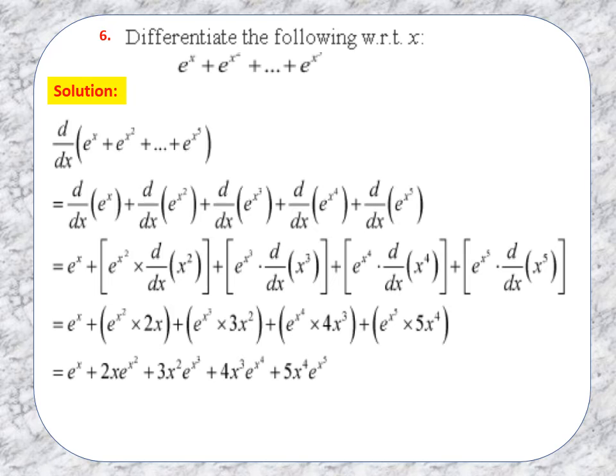Similarly we can differentiate e power x cube, e power x power 4 and so on. For example, for e power x power 5, first we have to differentiate e power x power 5, which is e power x power 5. Then for x power 5 it will be 5x power 4. So adding all these terms we are getting our final answer. Clear? So pause and note down the solution.